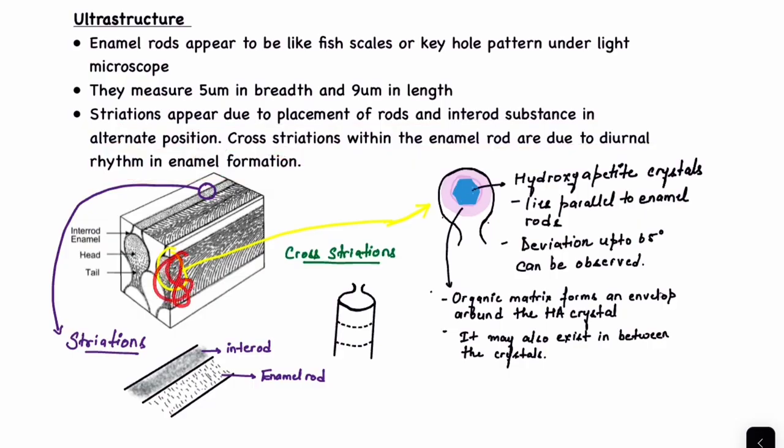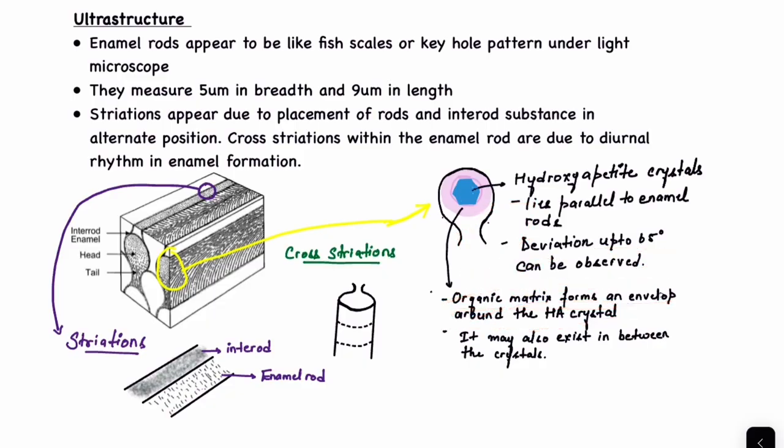Now the enamel rod, what is this made up of? This contains hydroxyapatite crystal. If I cut over here, there will be one crystal over here. It lies parallel to the enamel rods. You had seen in the previous slide that it was hexagonal in shape. Deviation of up to 65 degrees can be observed. So generally it's parallel to the enamel rods, but sometimes it might be tilted slightly, up to 65 degrees. Organic matrix forms an envelope around the HA crystal.